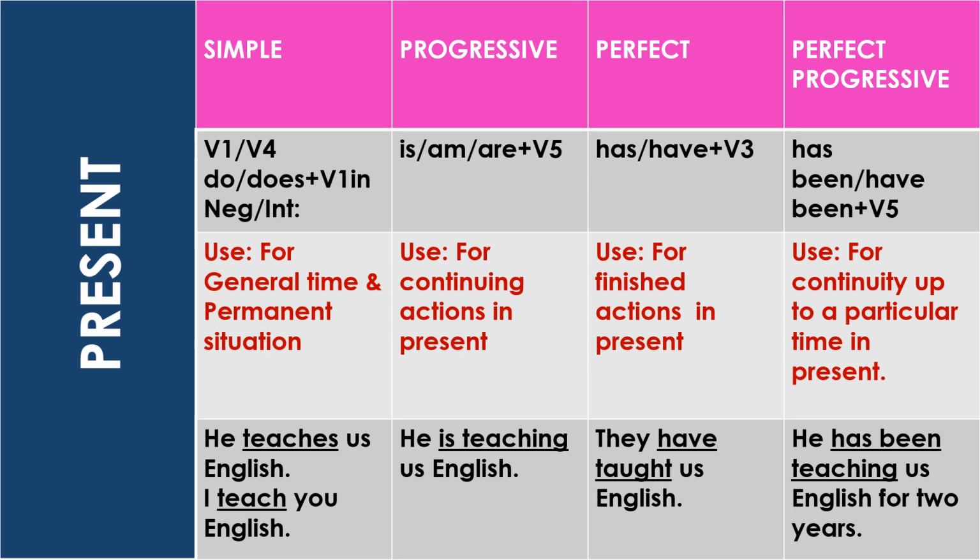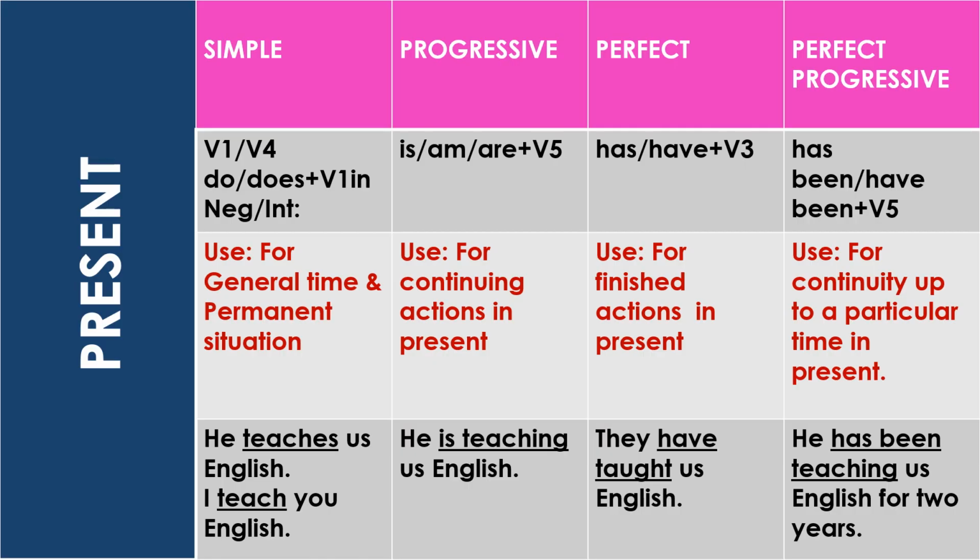Simple present. Here we use the first form or fourth form of the verb, and in negative and interrogative, do or does plus the first form of the verb. This is used for general time and permanent situations. For example, he teaches us English. I teach you English.